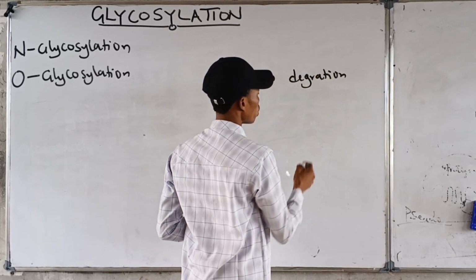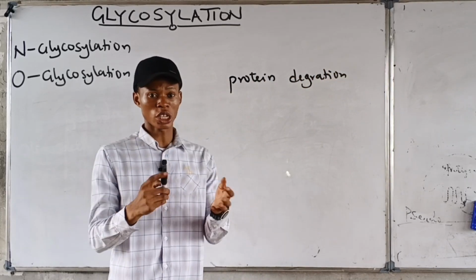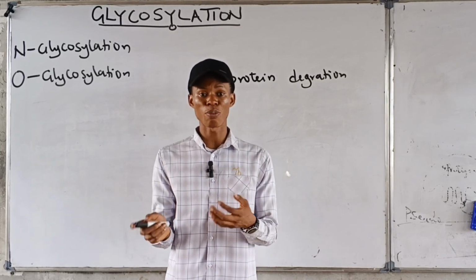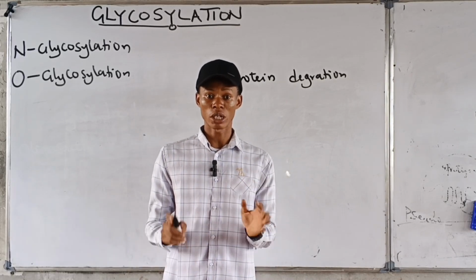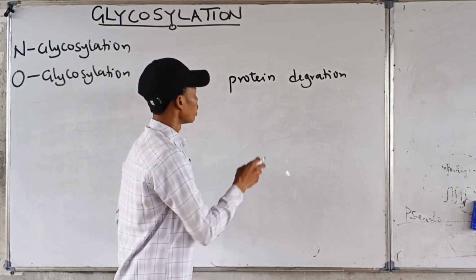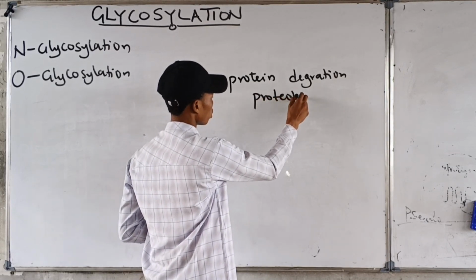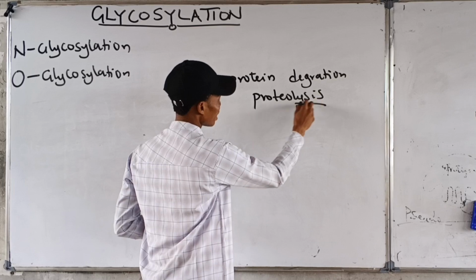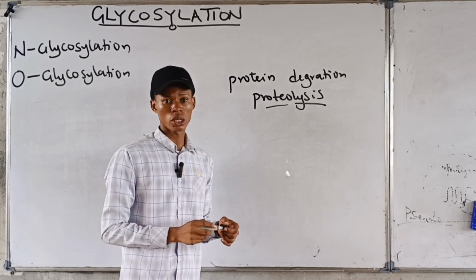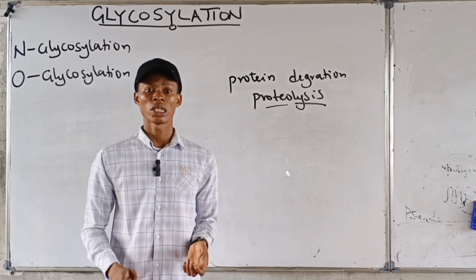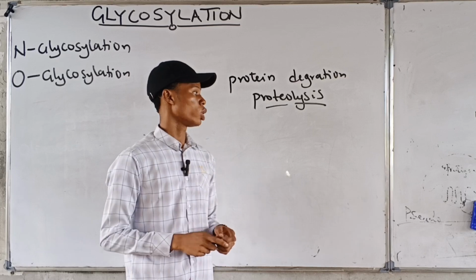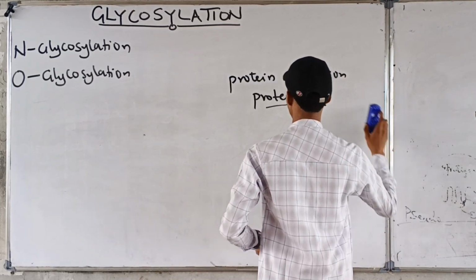Remember I told you it's involved in protection against protein degradation, it's involved in protein sorting. Now, that protein degradation is what we term proteolysis. Proteolysis, lysis of protein, breakdown of protein. So it is N-glycosylation that is involved in doing that. So I wanted to just spell out that.